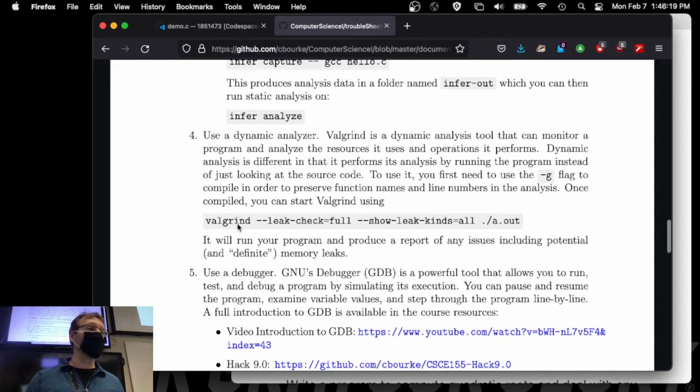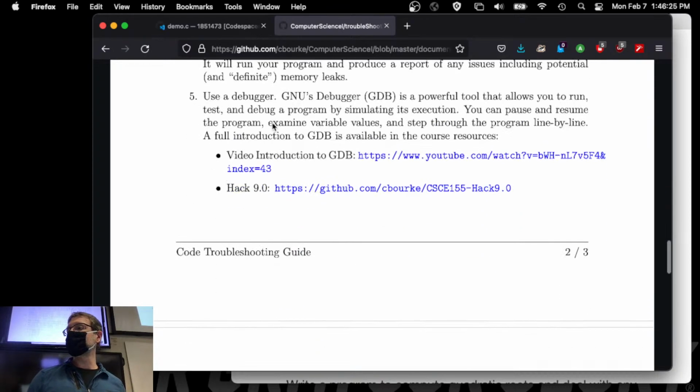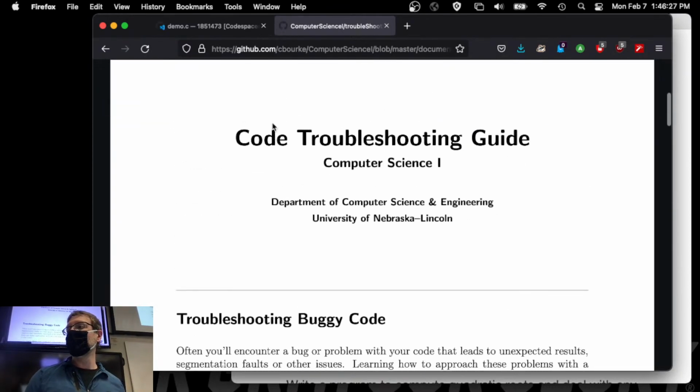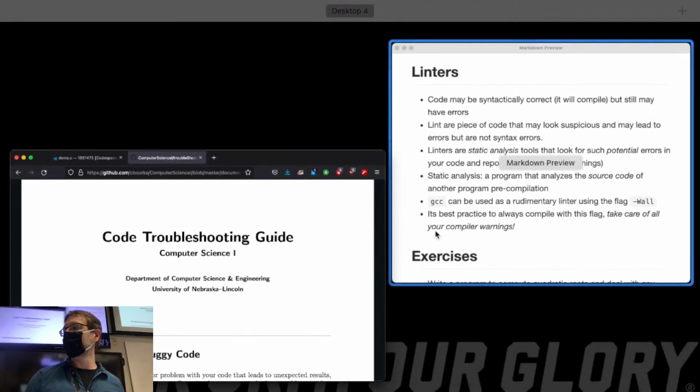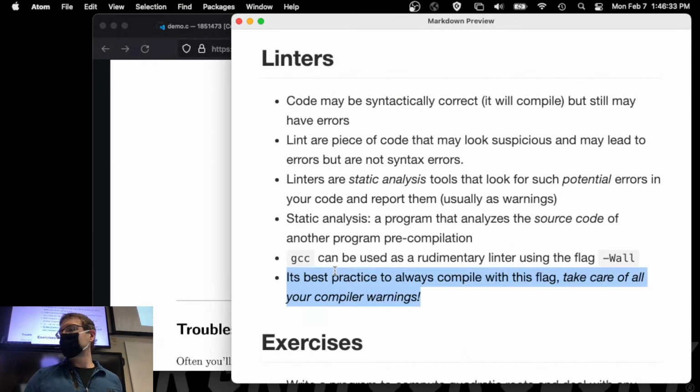And then we've got dynamic analyzers like Valgrind and GDB that we'll get to later on in the course. But otherwise, this is a good troubleshooting guide that's available on the course GitHub page. For now, always just use the wall flag. Turn it on, listen to the errors, and make sure that you're taking care of those errors.